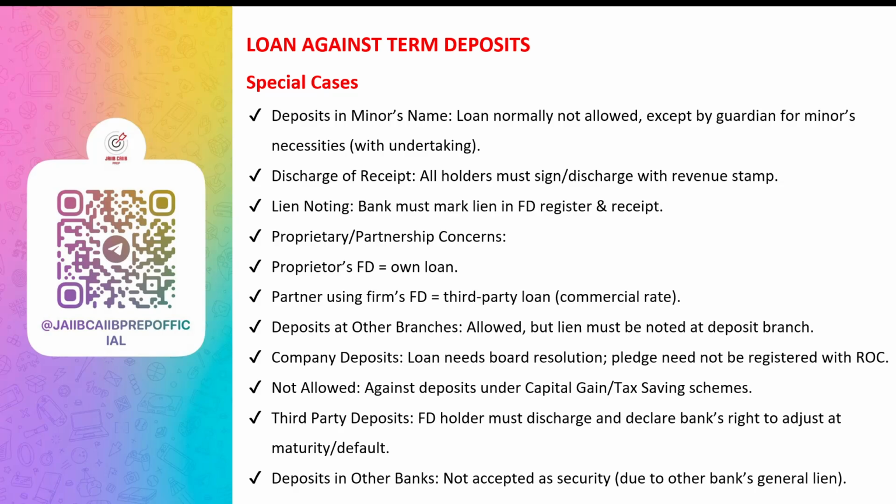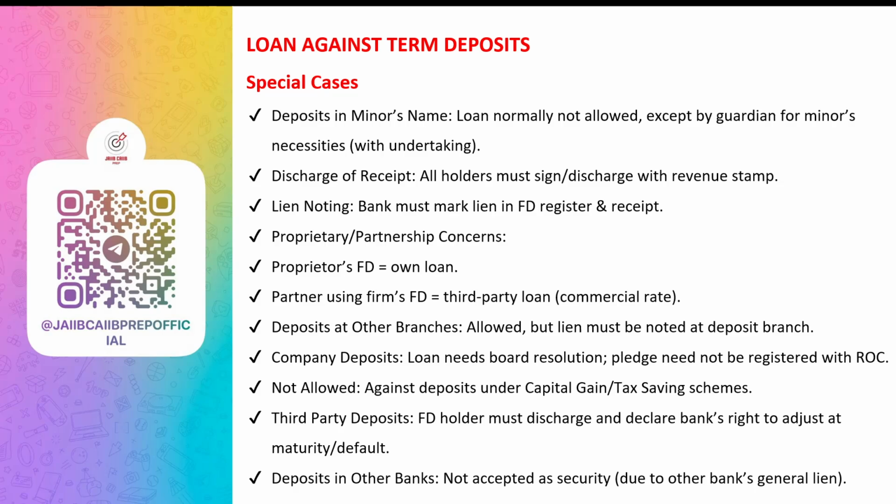Deposit in minor's name. Normally, no loan can be granted against an FD in a minor's name. The exception is that a loan to the guardian for necessities of the minor can be given, subject to an undertaking by the guardian that the loan proceeds will be used only for the minor's needs.